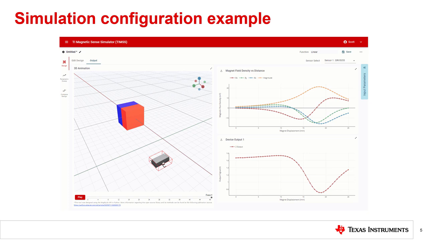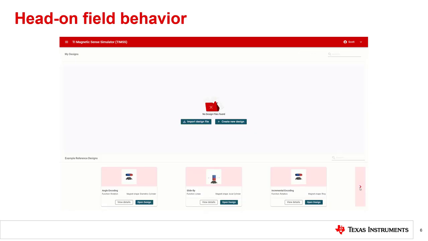Now that we are familiar with the inputs for this type of motion, we can explore the two main types of motion already introduced. There are ready-made examples available to explore in the example reference designs. Let's go back to the start screen and select the head-on approach example.